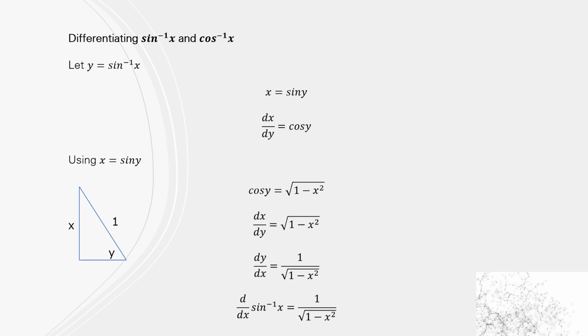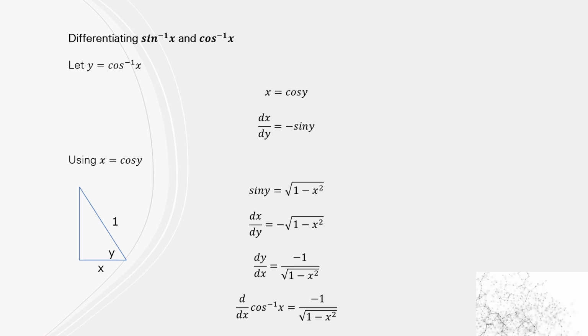Working out the other side using Pythagoras, you end up with the square root of 1 minus x squared, so cos y is equal to the square root of 1 minus x squared over 1, or just the square root of 1 minus x squared. So that's what dx/dy equals. If you flip both sides, dy/dx is equal to 1 over the square root of 1 minus x squared. Therefore the derivative of sine minus 1 of x is 1 over the square root of 1 minus x squared.